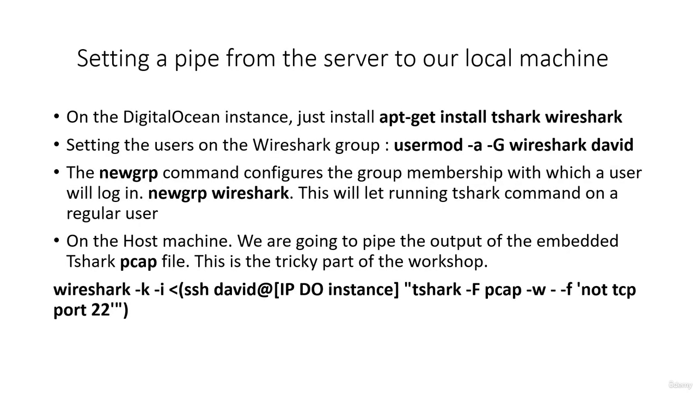Now we are going to set up a pipe from the server to our local machine. We are going to stream the traffic to the machine over SSH and push it to Wireshark for monitoring. So on the DigitalOcean instance, just install Wireshark.